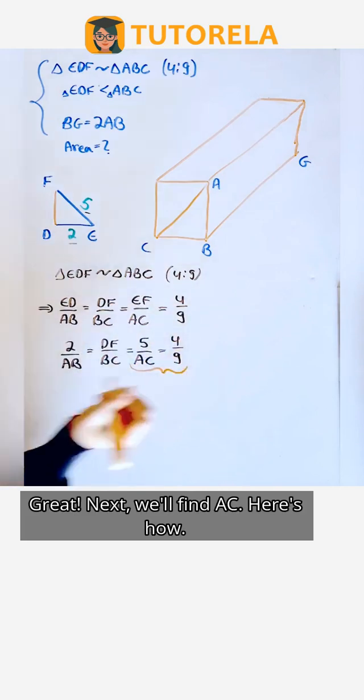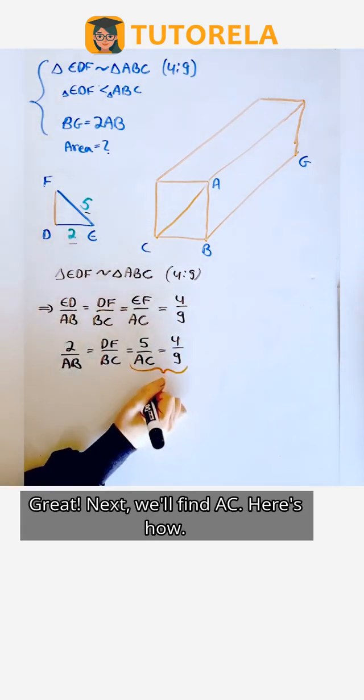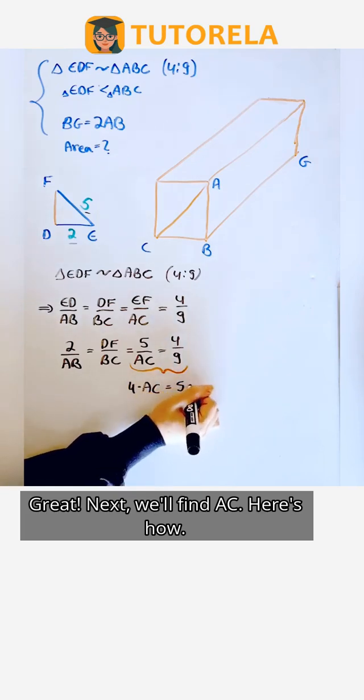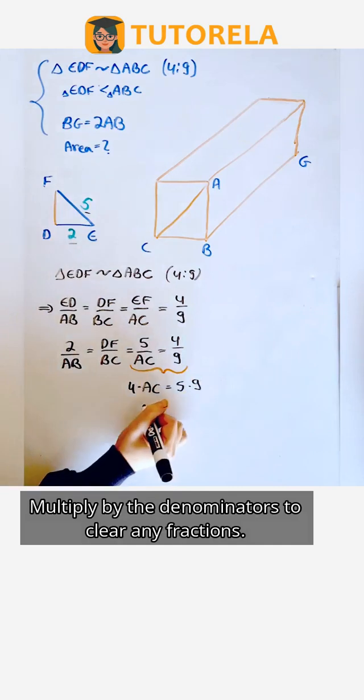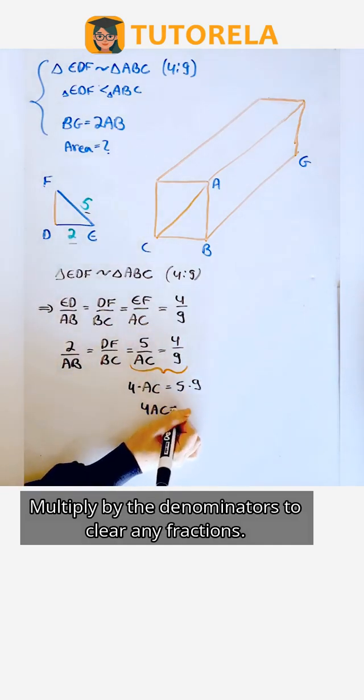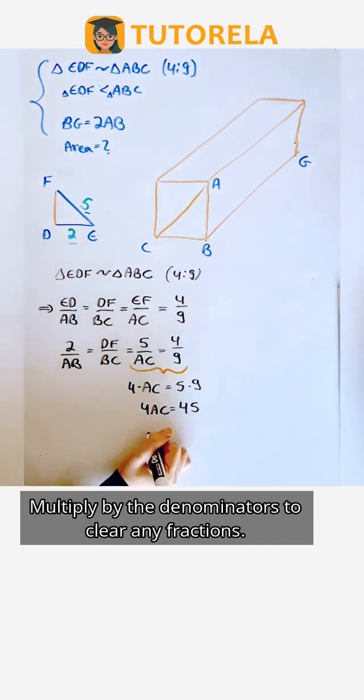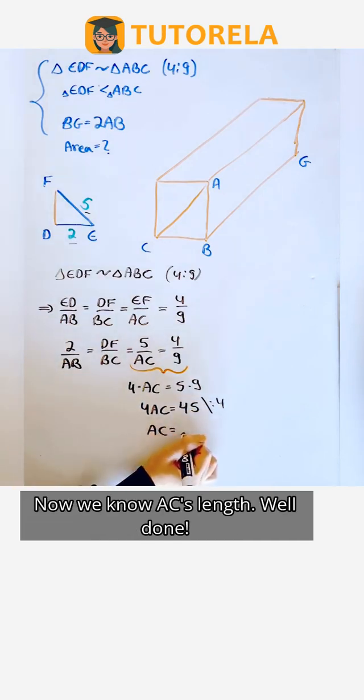Great! Next we'll find AC. Here's how. Multiply by the denominators to clear any fractions. Now we know AC's length. Well done!